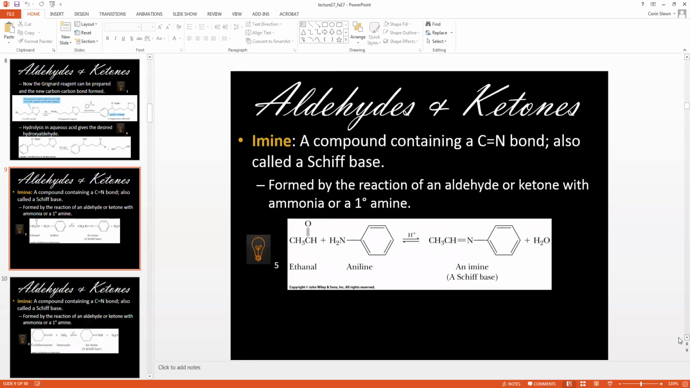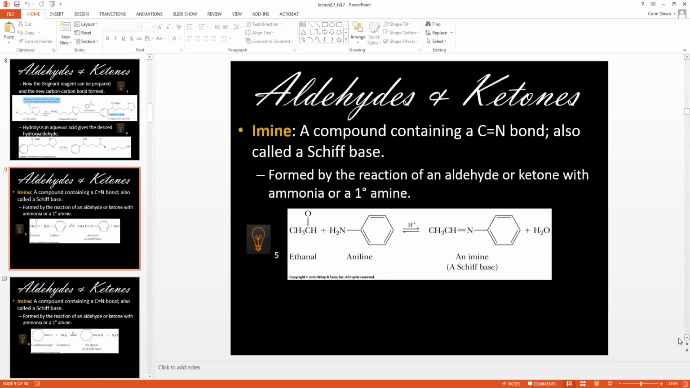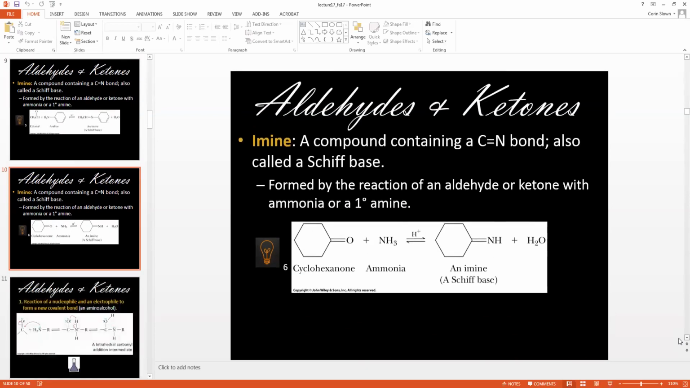Another reaction that we want to think about is an imine. This is a compound containing a carbon double bond to nitrogen. This is also called a Schiff base. So it's formed by the reaction of an aldehyde or ketone with ammonia or a primary amine. So for example, ethanol and aniline. But let's take a look at a simpler example. An imine could also be formed simply by the reaction of an aldehyde or a ketone with ammonia and a primary amine. So we're going to look at an example of the mechanism for how to form these molecules.